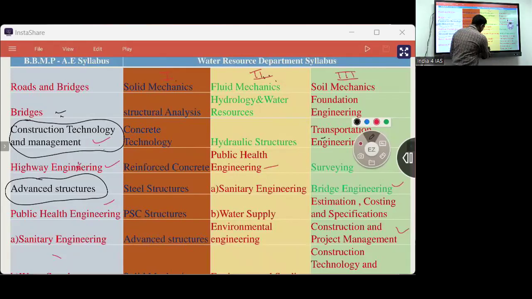A V notch looks like this. Does a rectangular notch look like this? Does a trapezoidal notch look like this? So what is the difference between the V notch and the rectangular one? You're getting into wetted perimeter and all, huh? Wetted perimeter and all, it will come.